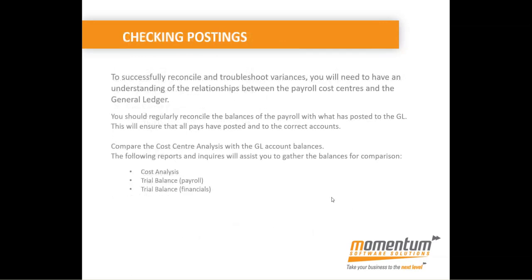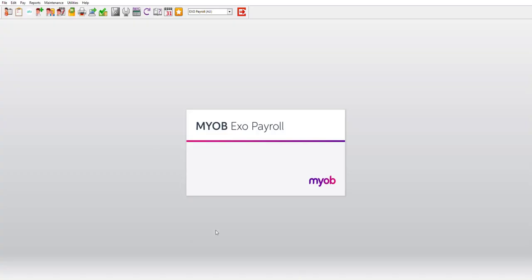Now, looking more closely at checking your postings, what you're going to need to do is take a number of reports and compare them. Have a look at, for instance, the cost analysis. The cost analysis report is looking at your cost centres, which should align with the general ledger codes that you've got set in the background for posting through to your financials. The trial balance report for your payroll will also have a good summary in it, and also then using your trial balance out of your financials. So let's take a look at some of these reports and what information they give you and how it's going to be efficient for settings.